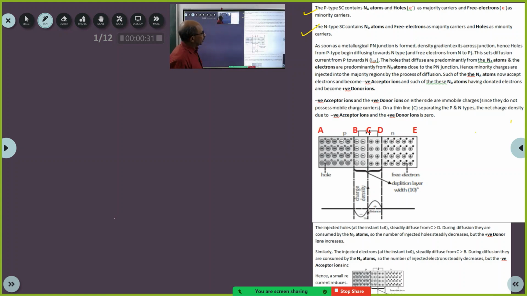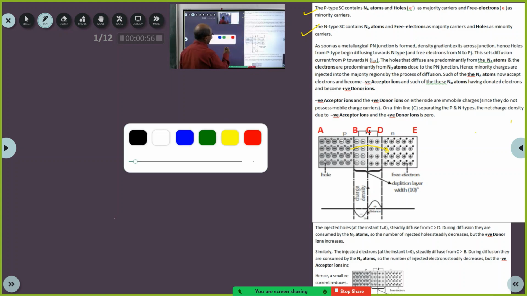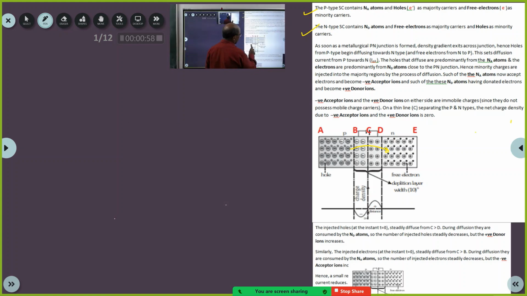Okay, fine. So as soon as the metallurgical PN junction is formed, a density gradient exists across the junction, and all that I have told you in the earlier class. Therefore, the diffusion process starts. Now, how does the diffusion process start? See, the holes from this side will start entering this side. But the most important thing is, we are now going to consider those holes from the Na atoms and those electrons from the Nd atoms. Predominantly we are considering that.